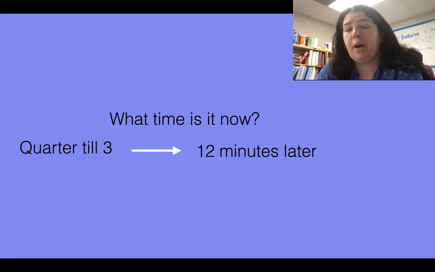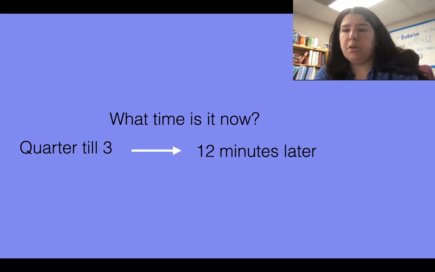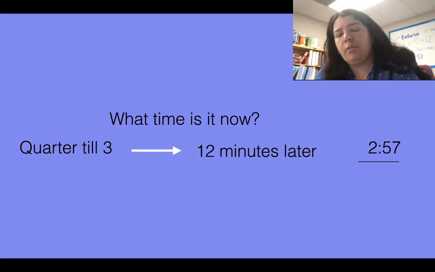Remember we said it's 2:45. 12 minutes have passed. What time is it now? Well, it's 2:45 plus 12 minutes. Good. Very good. It's 2:57. Very, very good. You added 12 minutes from the 45. 12 minutes is 57. Good job.